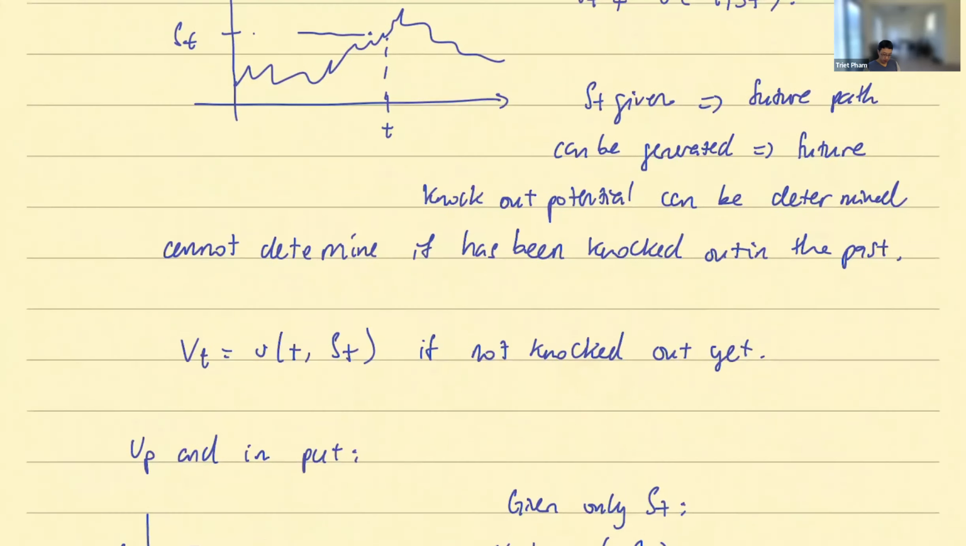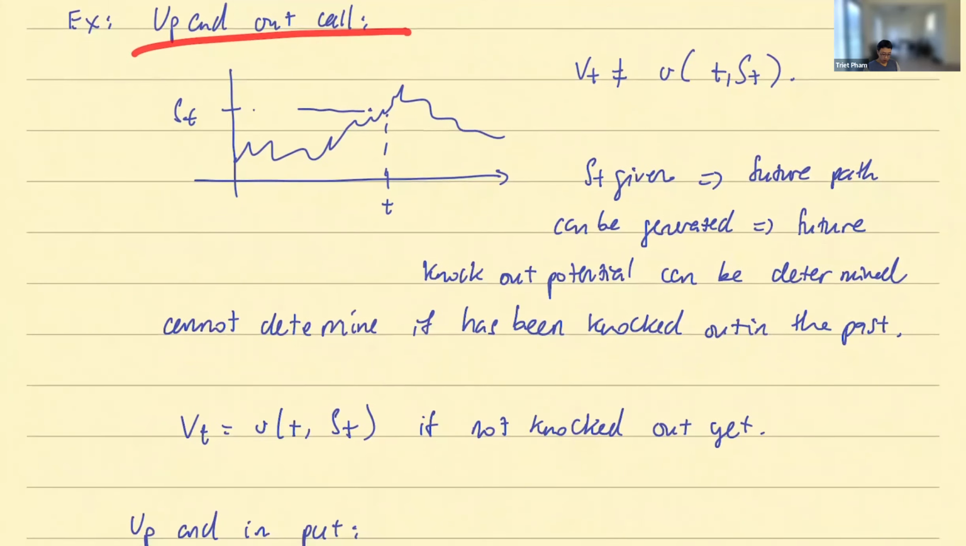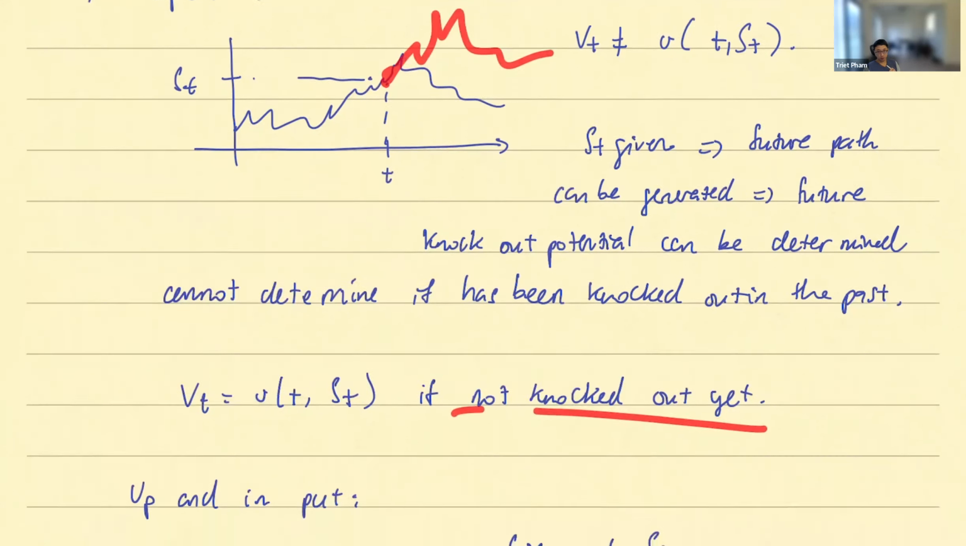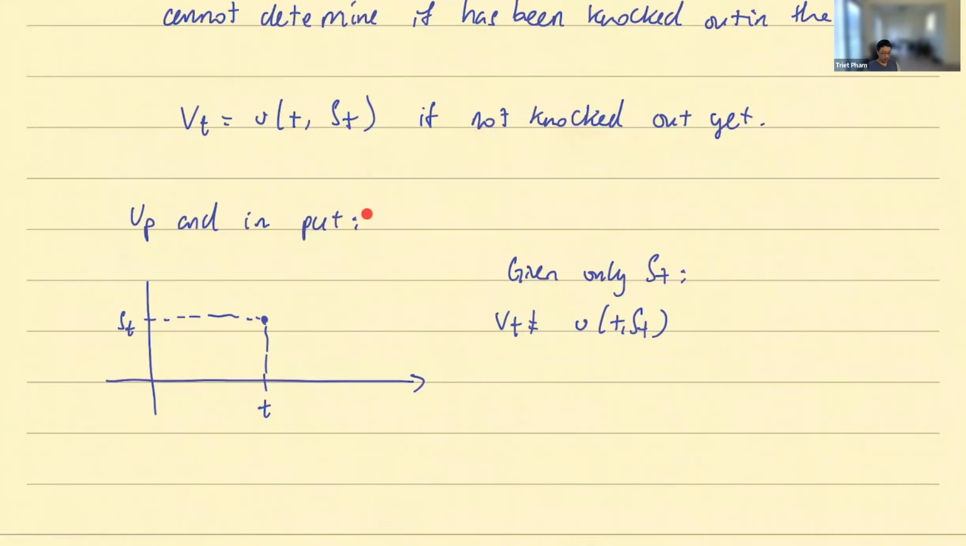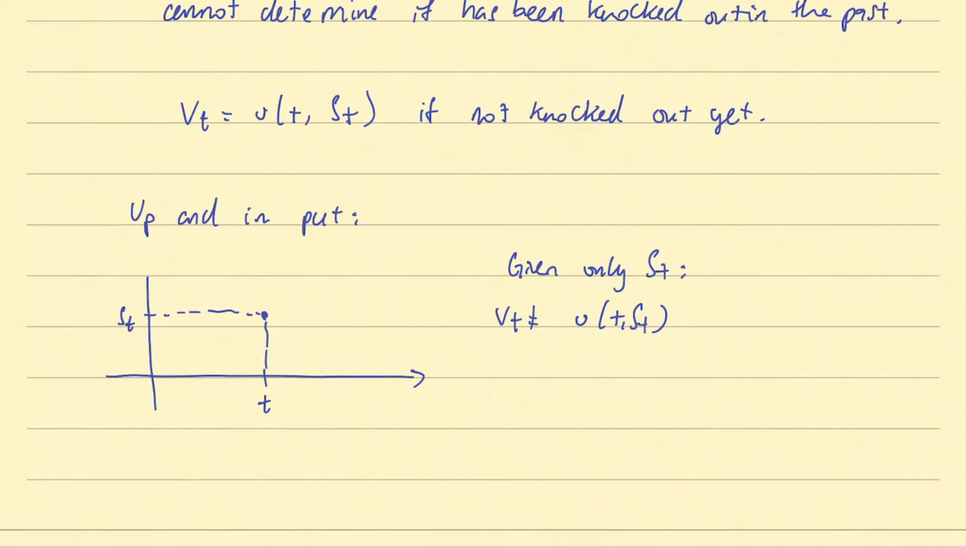For the up and out, the analysis is clear. I don't know if it has been knocked out yet. If it has not been knocked out, then yes, I will know it because I can generate all future paths. How would the analysis be for up and in? Why is it that given only the current stock price, I cannot know what the current value of the option is? Because you need a condition that it went up or across the barrier.